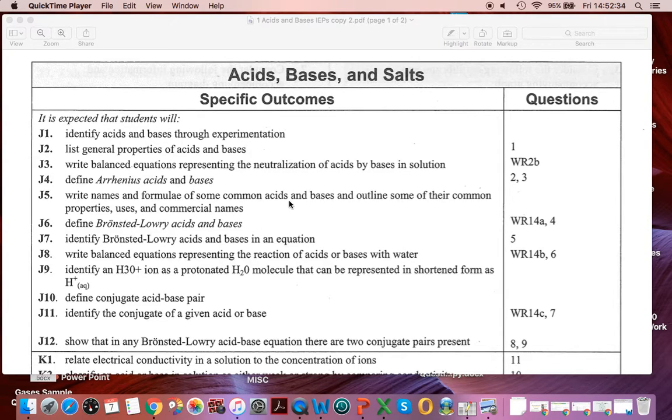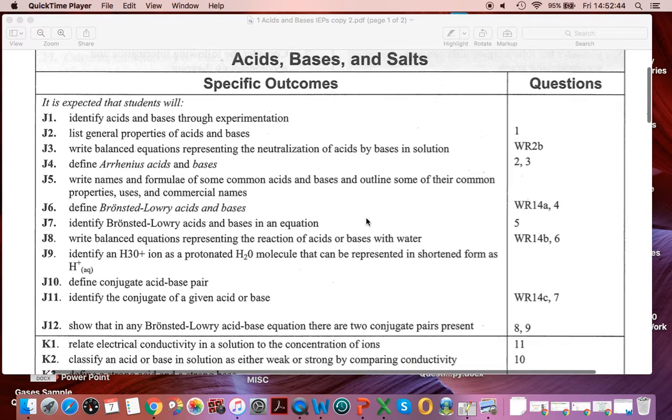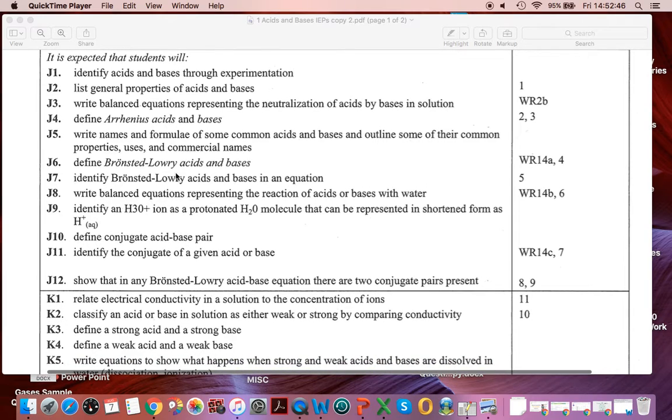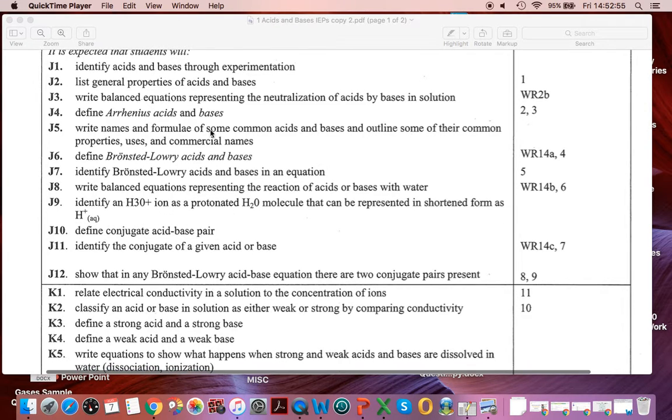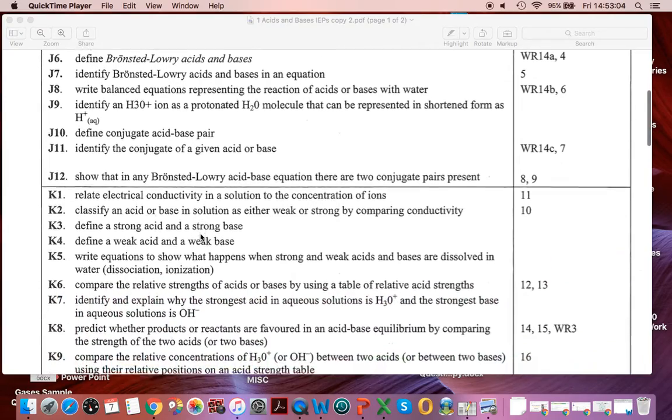Naming acids, we talked about. Bases are easy, because we're just talking generally about hydroxide. Bronsted-Lowry acids and bases, that's going to be new stuff. So we're going to learn about proton donors and acceptors, and being able to look at an equation and figure out what the Bronsted-Lowry acid is and what the base is. So conjugate acid-base pairs, again, this ties into the Bronsted-Lowry acids and bases. And I think overall you're going to find this first section very straightforward.